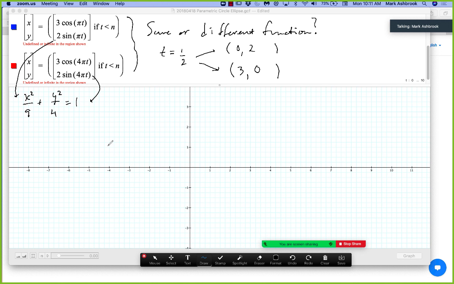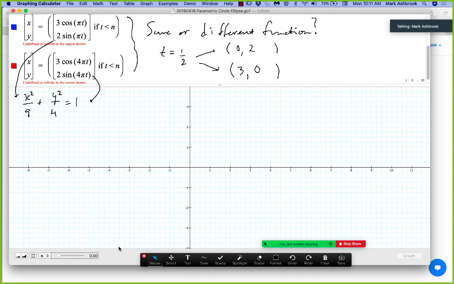So what's the same? They give the same set of points. It's the same ellipse. What's different? Different orientation. Okay, so what do you mean by that? They'll be traced in a different direction as t increases. Okay, well, we get a different direction as t increases.